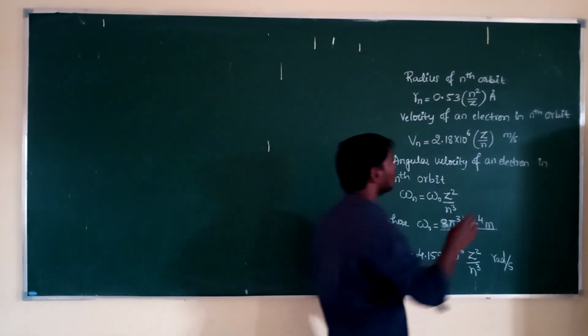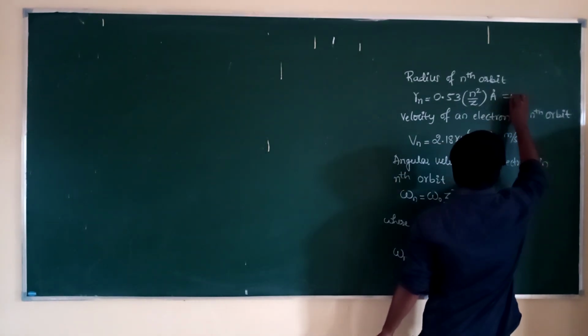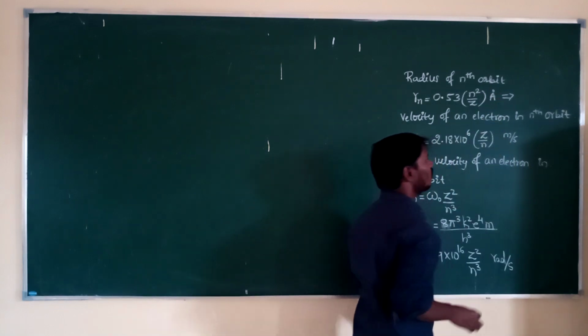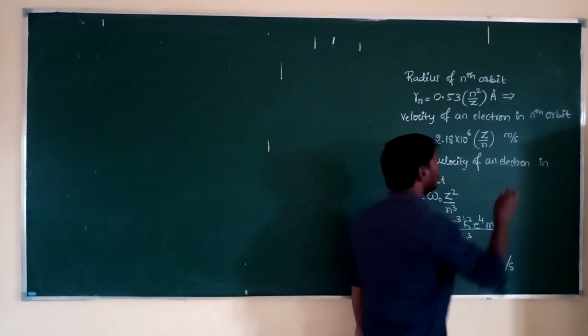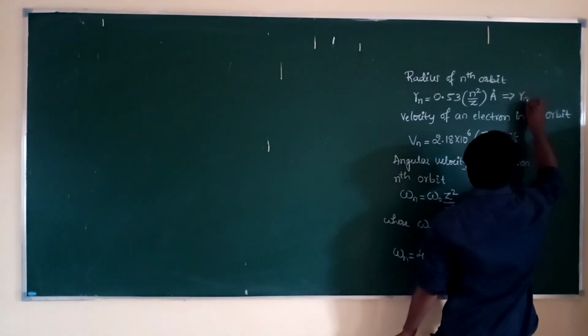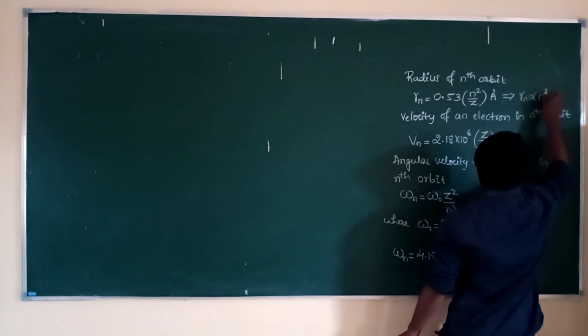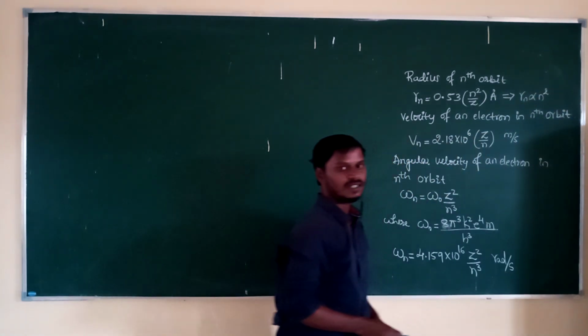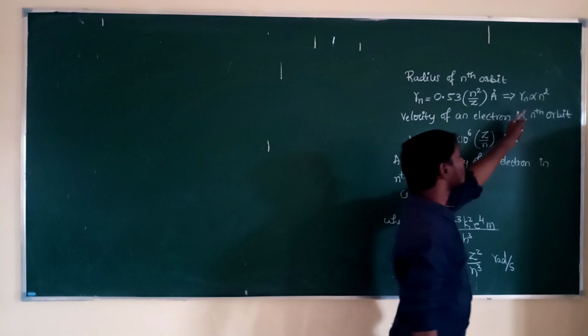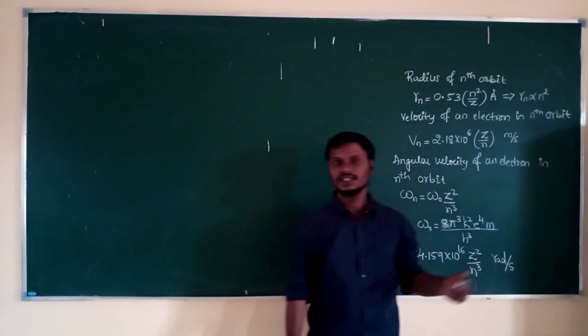Then how is the radius related to the principal quantum number? The radius is directly proportional to the square of the principal quantum number. And here n takes the values 1, 2, 3 and so on.